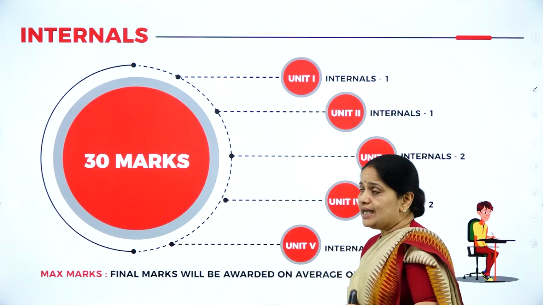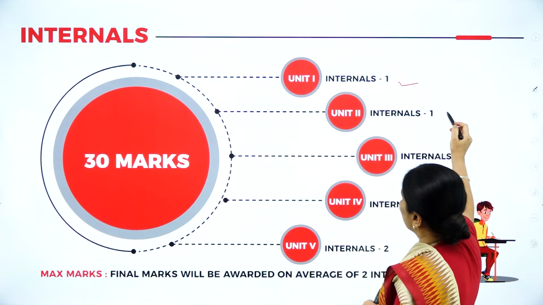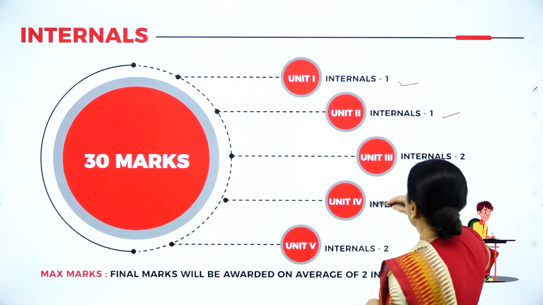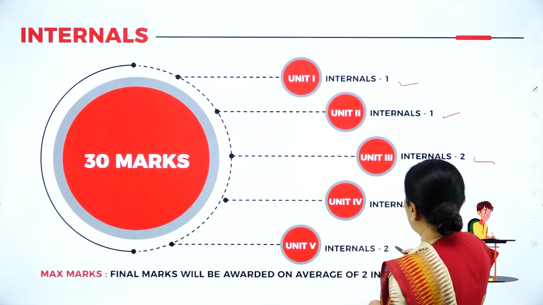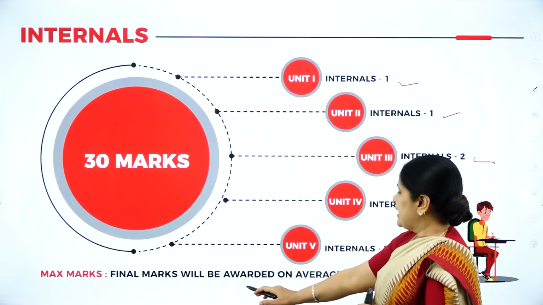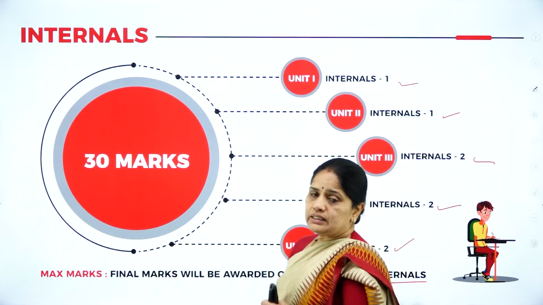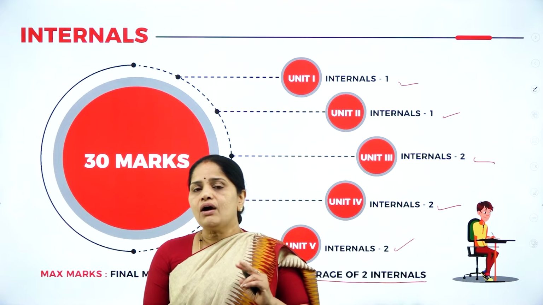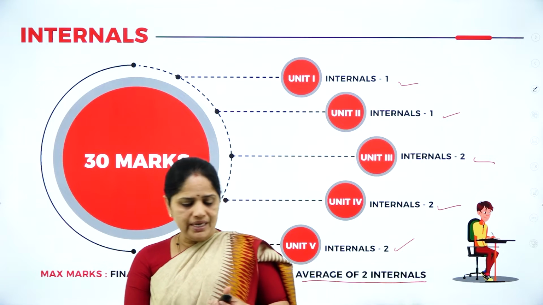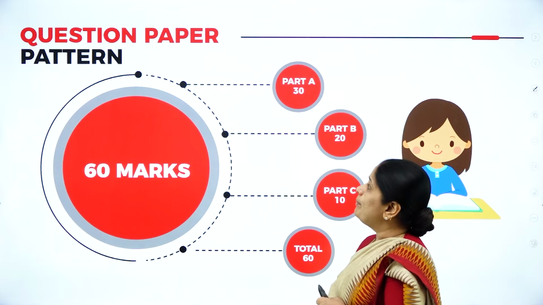Now coming to the internals. So from unit 1, you have unit 1, unit 2. This will be for the first internals, and unit 3, 4 and 5 that you will have for the second internals. So final marks will be awarded on the average of the 2 internals. So altogether you will have 2 internals, and based on the average of the 2 internals, final marks will be awarded to you. Then relating to the question paper pattern.